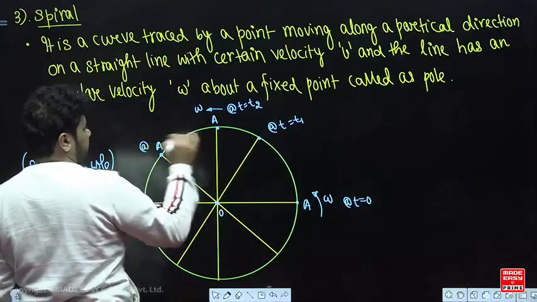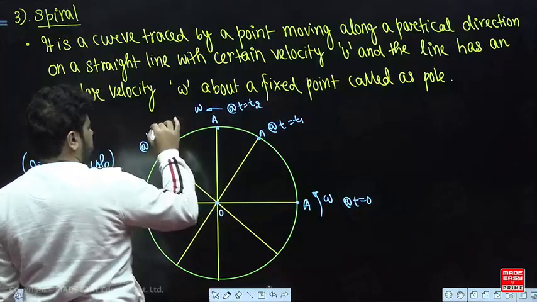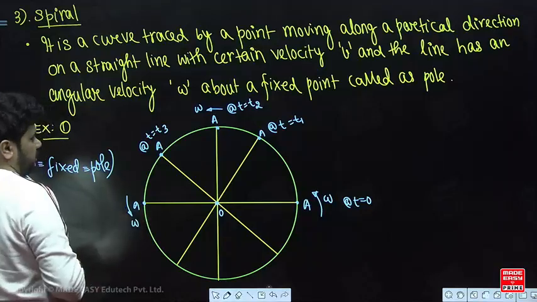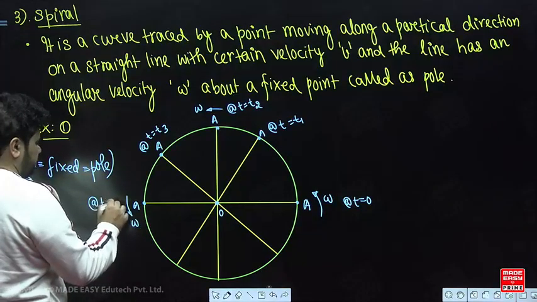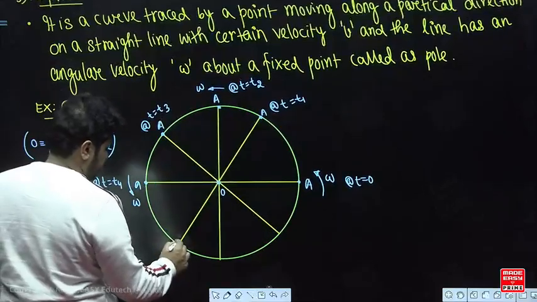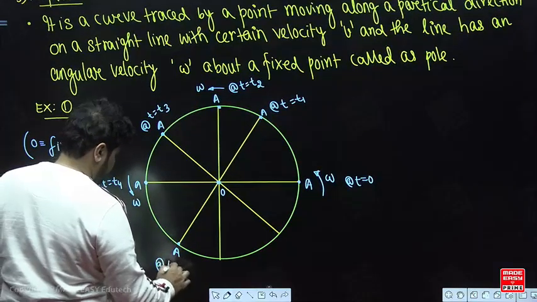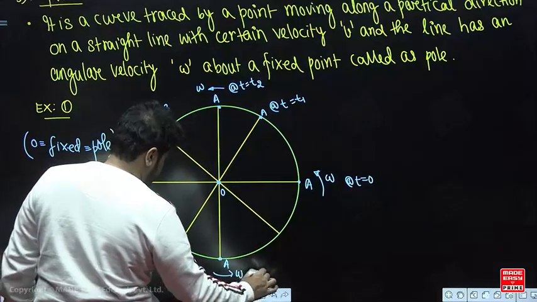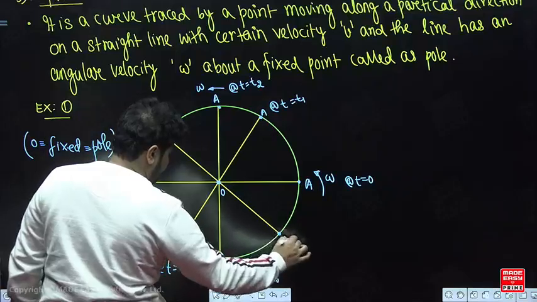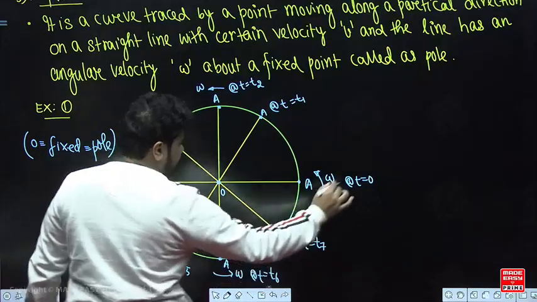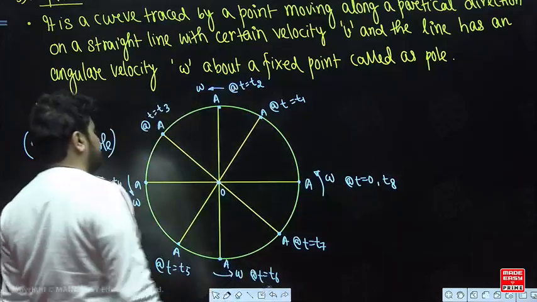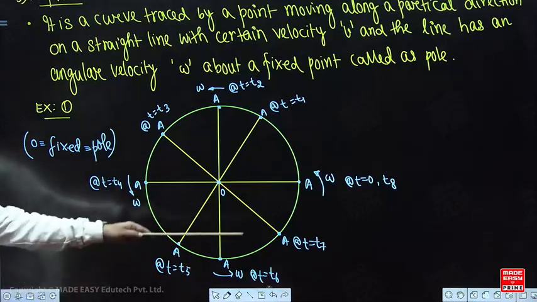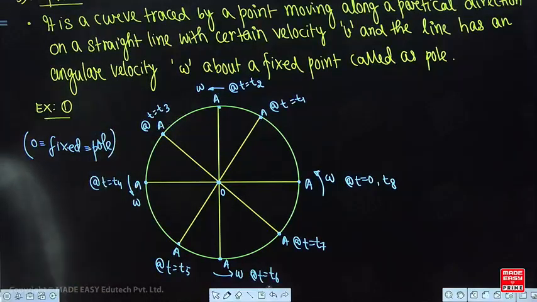Here it is A, this is also A, at t equal to say t3. Similarly, after some time this A will come here having angular velocity omega, at t equal to t4. Similarly, here again A will come at t equal to t5. Again here A will come having angular velocity omega at t equal to t6, and let us say again A will come here at t equal to t7, and again it will come at t8, and so on. It will rotate, correct? So if you look at the locus of A, it is going to trace a circle.